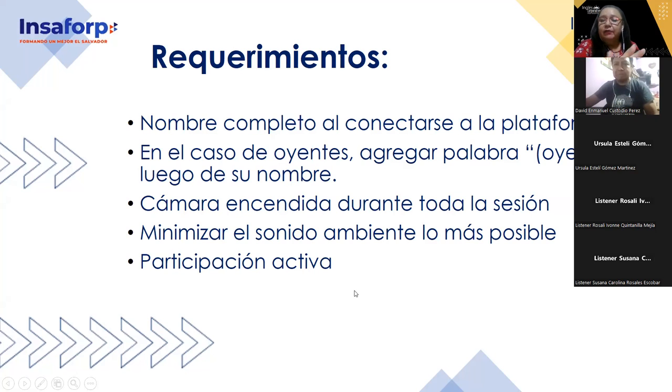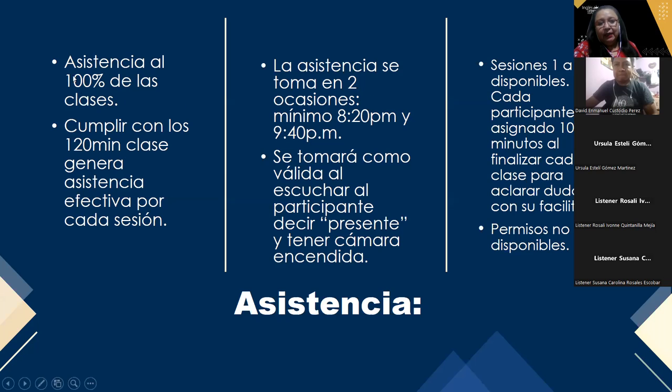And then, okay, thank you so much, because everyone is with your full names. And the expectation is cameras on, but I know that you are, okay, we know. The sound off whenever possible, unless you are told not to do so. In active participation, because practice makes perfect. Then here, the attendance, it is expected 100%, as I was telling you, in order to meet the requirements from INSACORP, yeah? It is not from Ingles Corporativo, neither on me. It is a requirement from INSACORP.